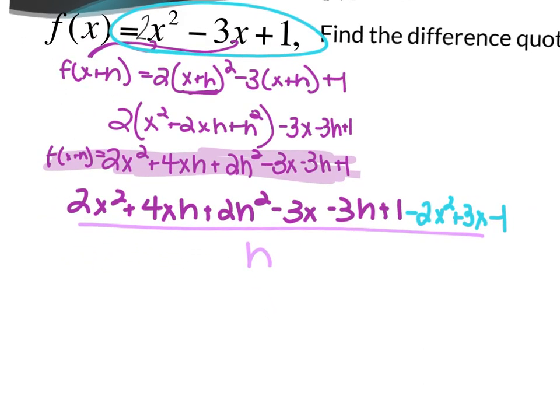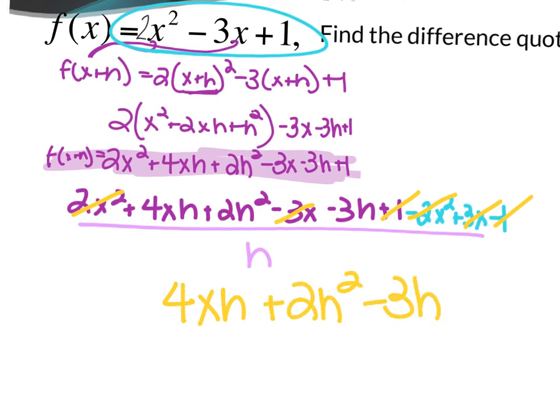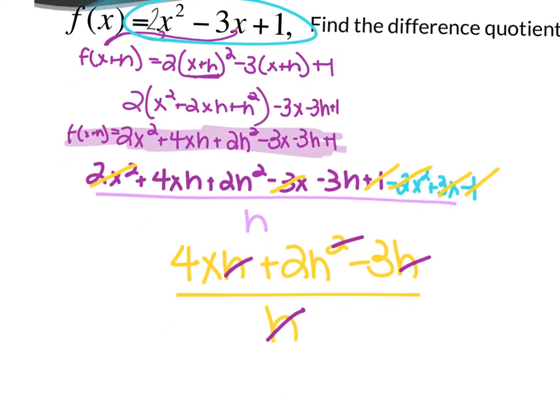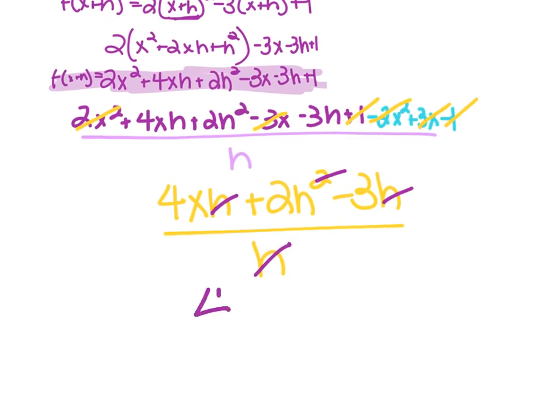Now go through and cancel out what you can. So I have a positive 2x squared and a negative 2x squared, a negative 3x, a positive 3x, a positive 1, a negative 1. I end up with 4xh plus 2h squared minus 3h all over h. And then there's an h in each term. So this is 4x plus 2h minus 3.